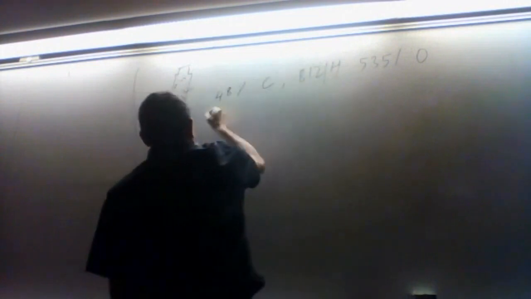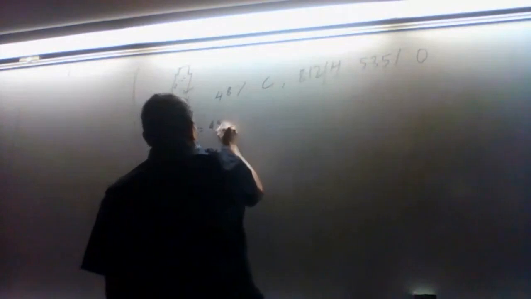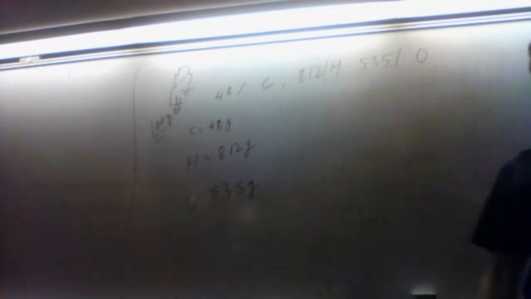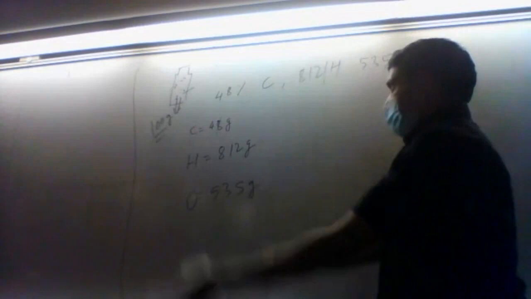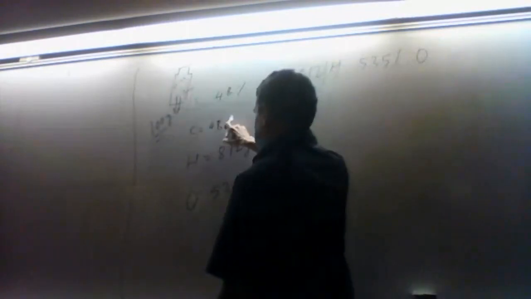So I take the 100 grams. So the carbon I have is 48 gram. And then the hydrogen I have here 8.12 gram. And then oxygen I have is 53.5 gram. You see that? So this is the number the instrument gave me. I put that 100 gram sample into the system, and then the instrument gave me, okay, you have 48 gram of the carbon, 8.12 gram hydrogen, and 53.5 gram oxygen.